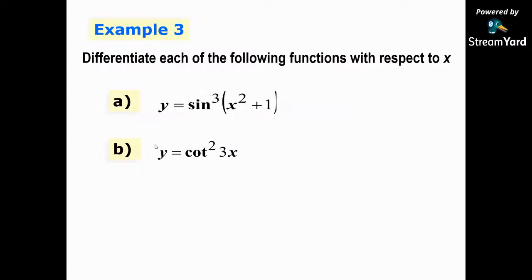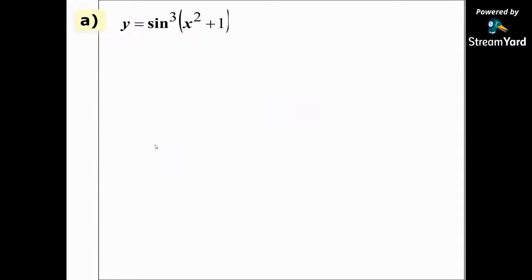Okay, so differentiate each of the following with respect to x. The first one, we've got y equal to sine cubed of x squared plus 1. So what do we do first? Firstly, make sure to take out the power, bring it out. So we have sine of x squared plus 1, to the power of 3.